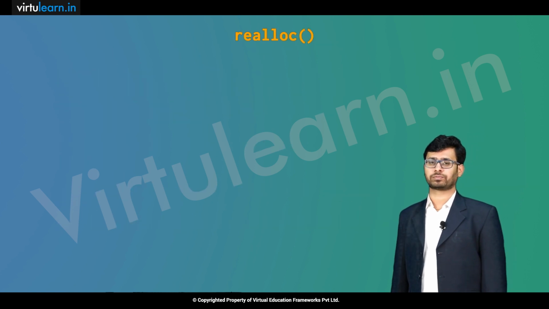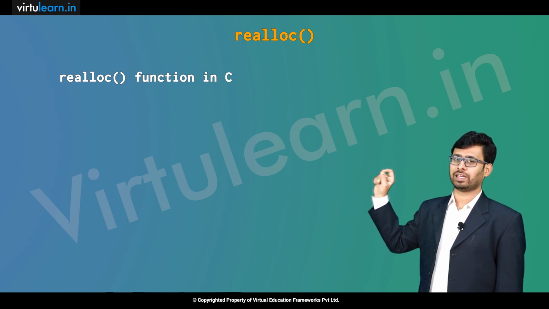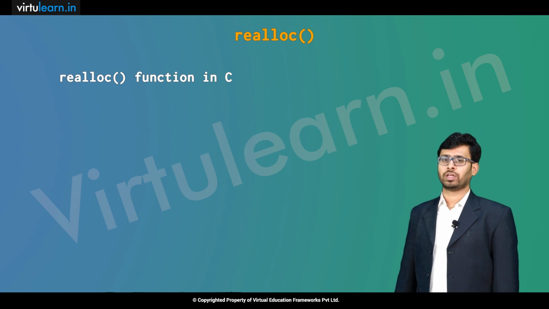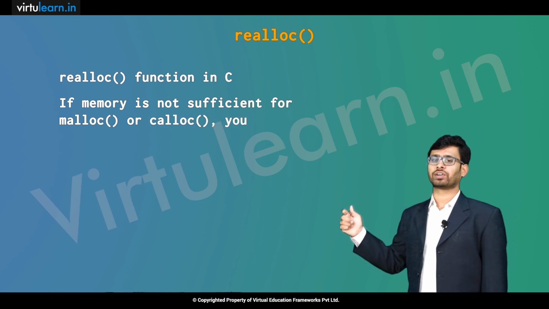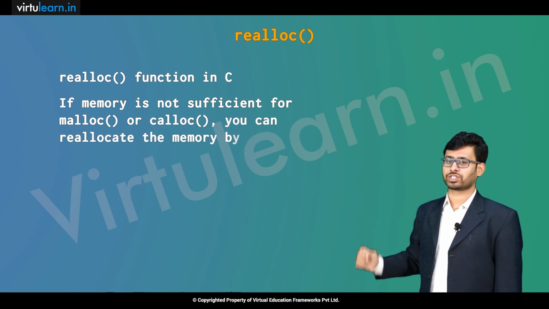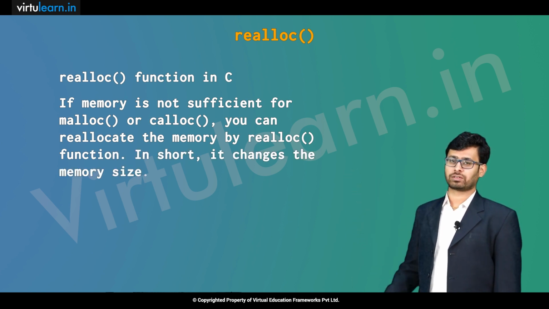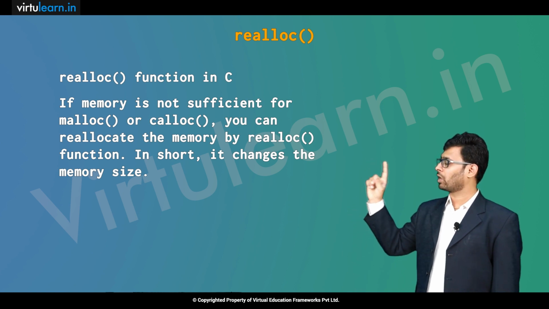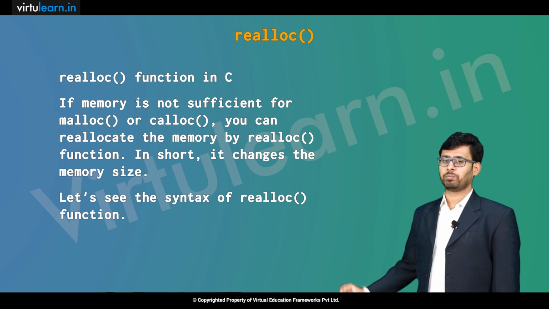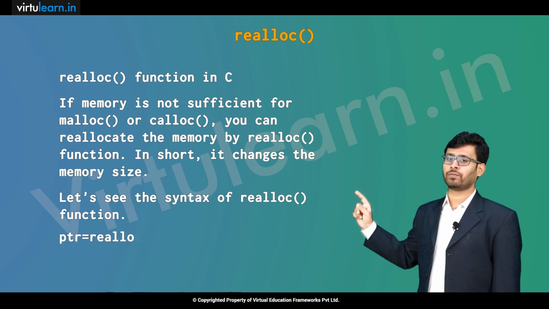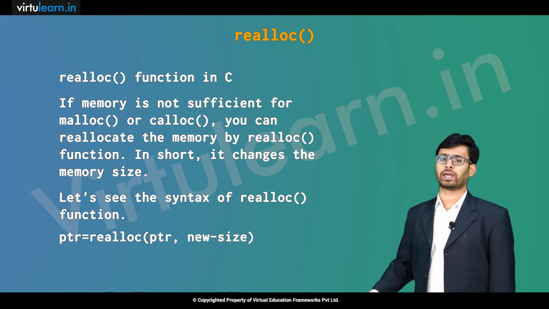Next, realloc. The realloc function in C is written with the name realloc followed by the function arguments. If memory is not sufficient for malloc or calloc, you can reallocate the memory by using the realloc function. So in short, it changes the size of the memory we have allocated using malloc or calloc functions. Now let us see the syntax of this: ptr is equal to realloc of the pointer, followed by a comma and the new size you want to allocate.